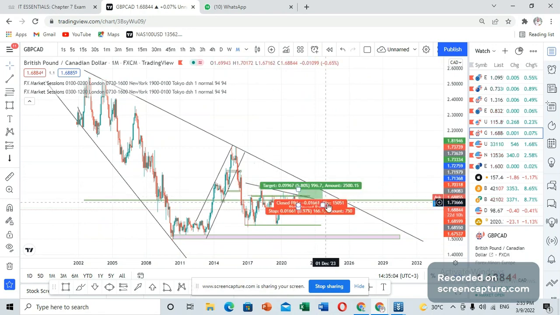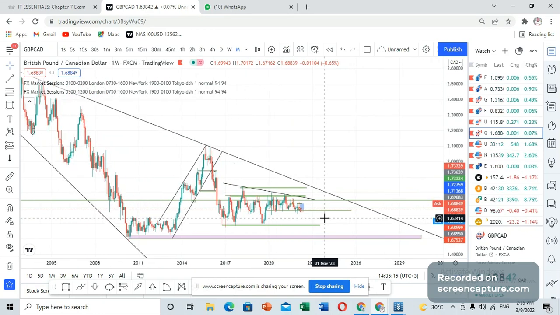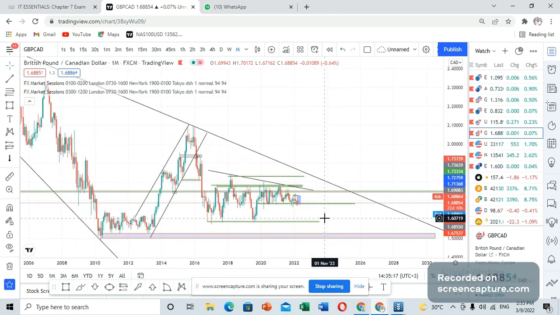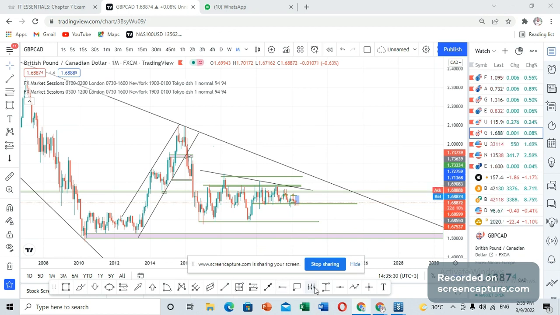And then you can see that for the longest time we have been experiencing a lot of consolidation in this area. I'll concentrate on what has been happening in this particular consolidation, because that is where we are going to have our entry from, and that will help us as we go to the lower time frames.